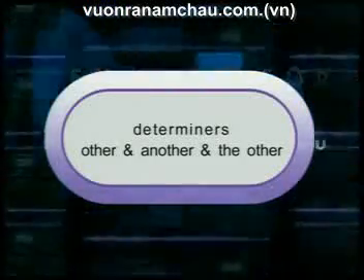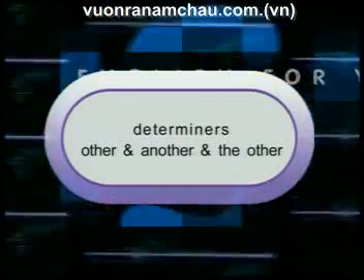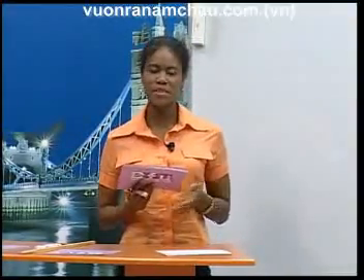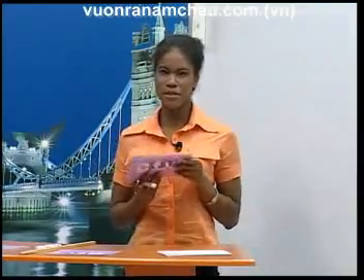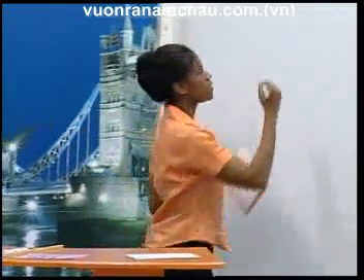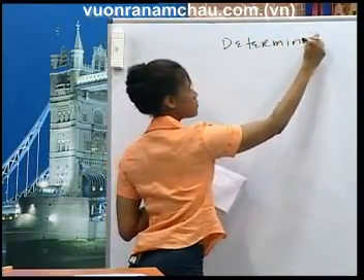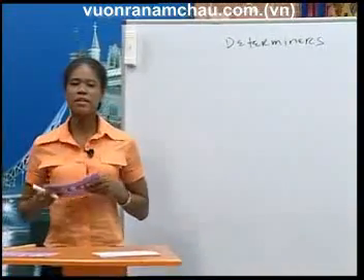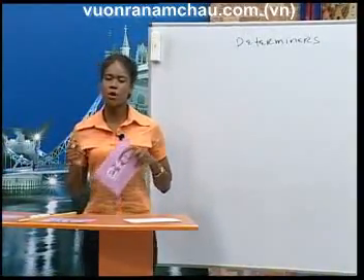Determiners: other, another, and the other. When we talk about groups of things, we often need to show that one group is different from another group. We can also talk about the members or parts of the group. To do this, we use a special group of words called determiners, to show the difference between groups. Here is a list of determiners that we often use when we talk about groups or parts of a group.